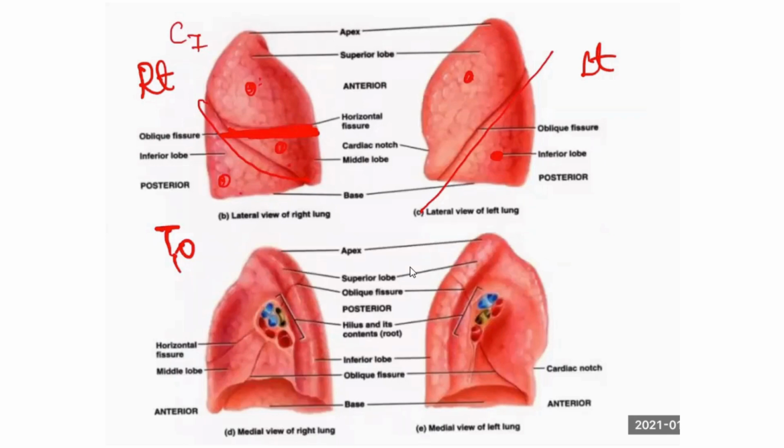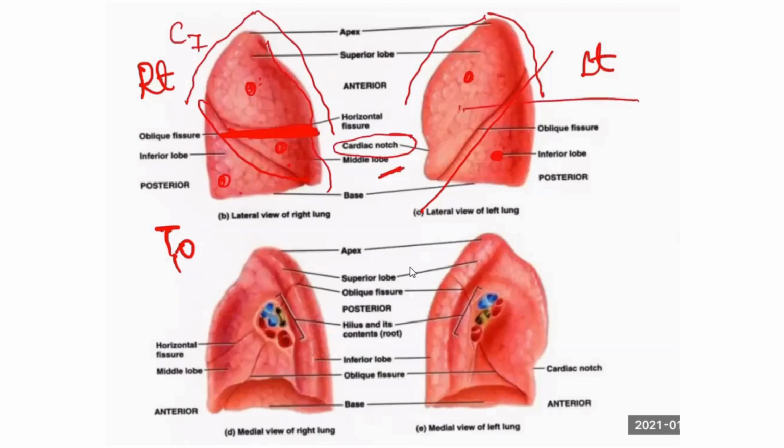Two fissures, here it is. And as we already discussed, an additional feature on this border of the lung: this border is the anterior border, and this border is the posterior border. So which border is the notched border? Which lung? Left lung. That notch is called the cardiac notch.